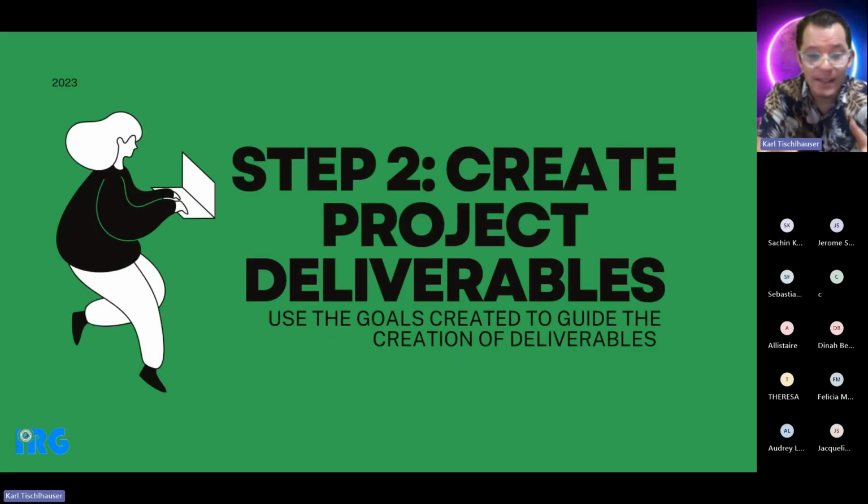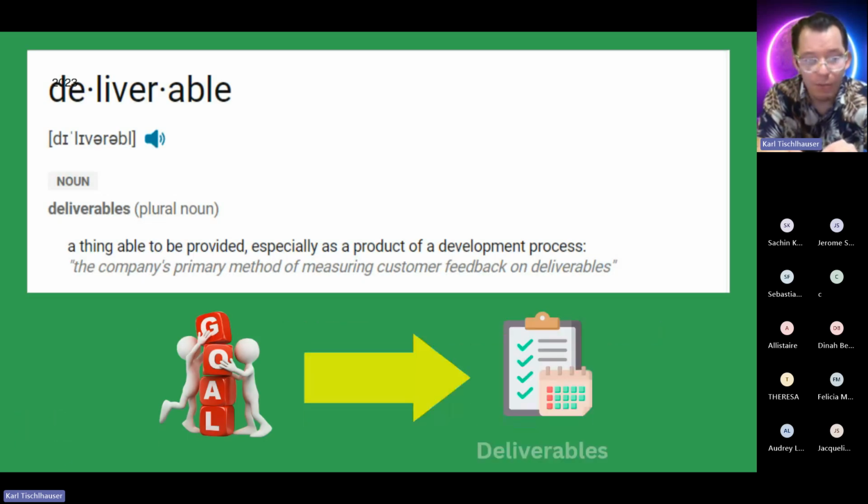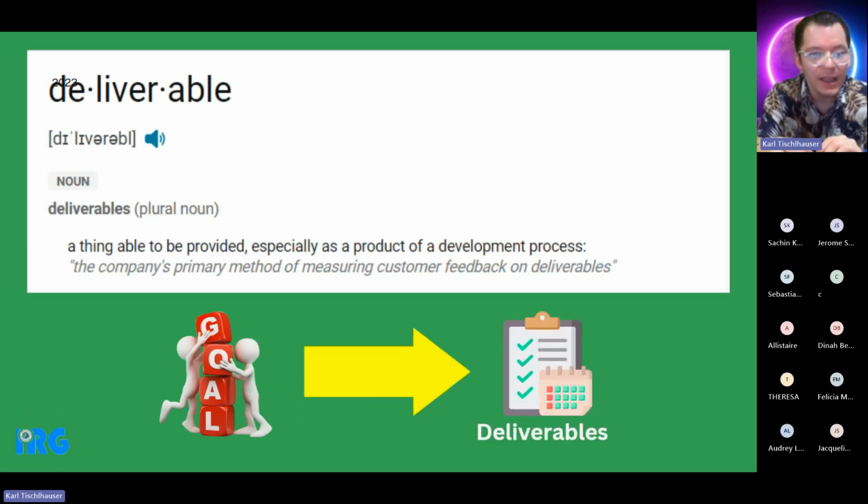Step 2 is all about creating the deliverables. So remember, your deliverables play a major role in the work breakdown structure development. If you haven't developed them yet, at this point you must have them. It's very important, and try to list those deliverables in all the documents you have so that people know exactly what to expect in the project. A deliverable is a thing to be provided, especially as a product of the development process. So it's something that will come as a result of doing the project, of doing certain activities.